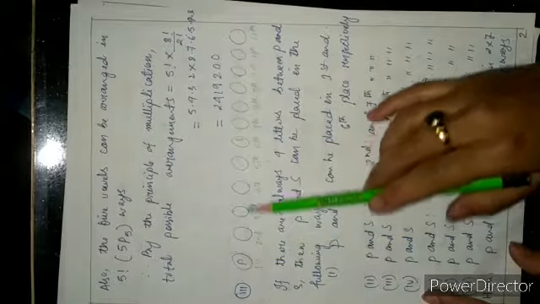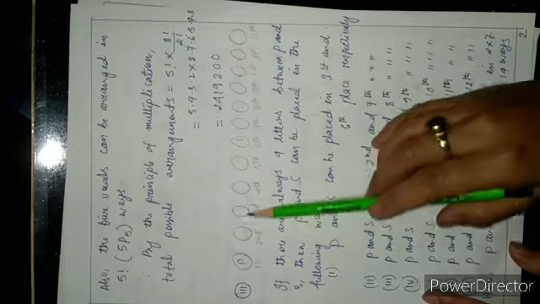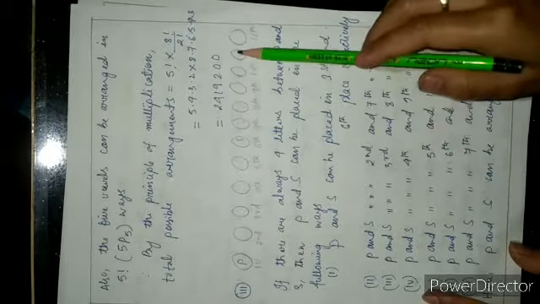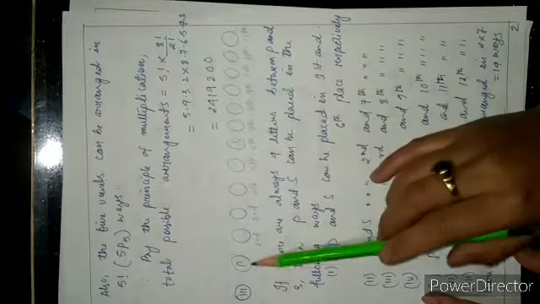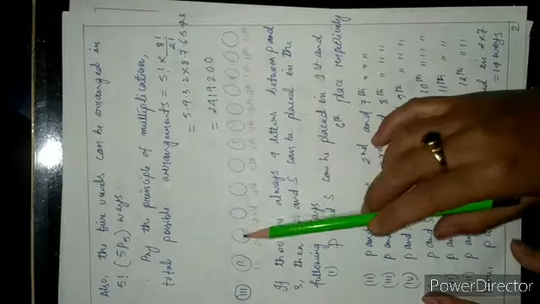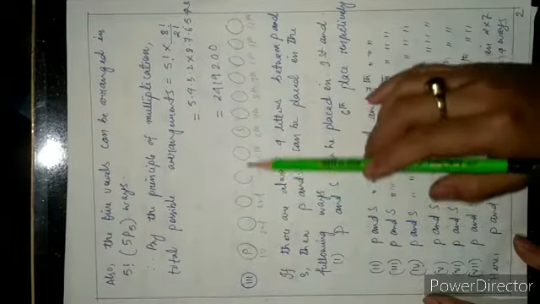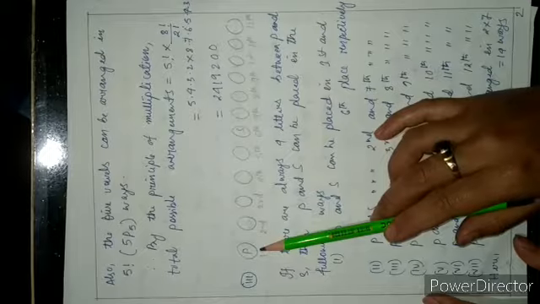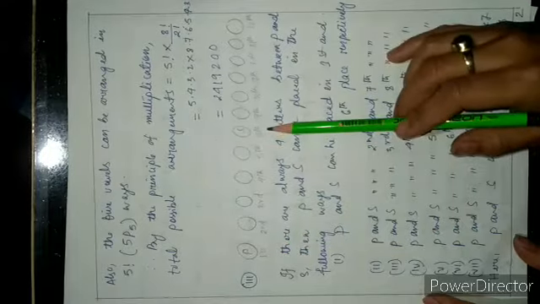Number 3: there are always 4 letters between P and S. We need to find the possible arrangements. Suppose we have 12 places in the train, numbered 1 to 12. If we place P first, the S will occupy the sixth place. There are always 4 letters between P and S.